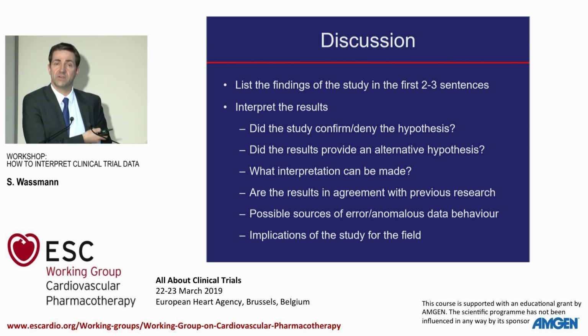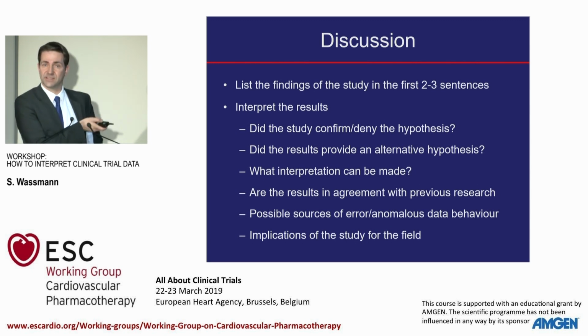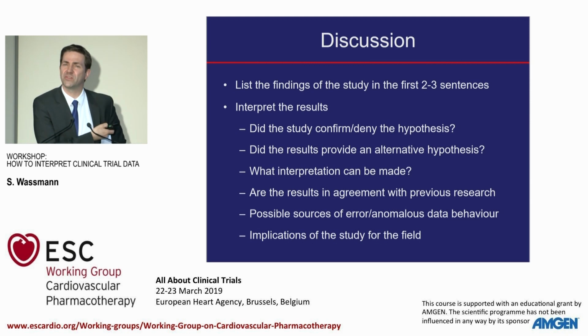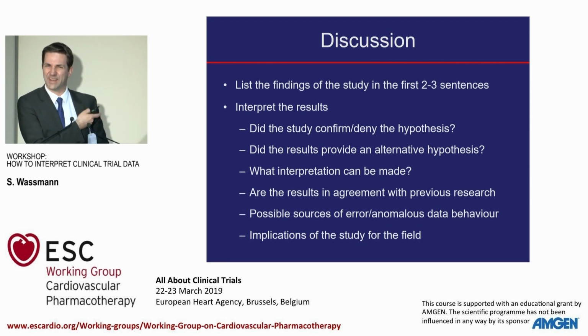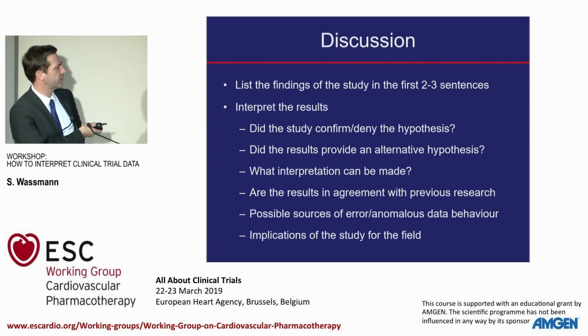Because some good research actually doesn't show what you wanted to find, but you have something completely new. That's great sometimes, but you have to actually analyze it and discuss that, okay? What interpretation can be made? Is it in agreement with previous research? What is a potential reason why you did not find this, and is there any source of error? You have to kind of mention that. And what does it mean for the field?